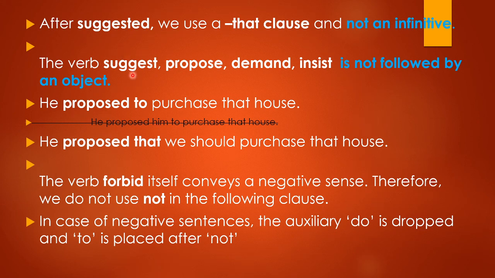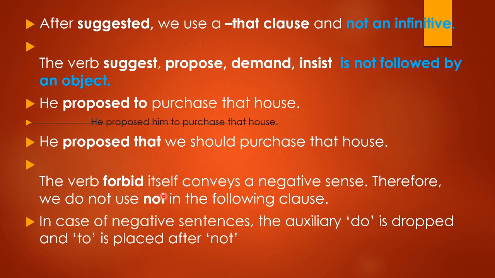So even suggest, propose, demand and insist. That is why there was a star in front of these words. So these cannot be followed by an object. So we can write he proposed that we should purchase that house, but we cannot write he proposed him. But we can write he proposed to him. So that we can write. Or he suggested to him we can write, but he suggested him or he proposed him, we cannot write like this.